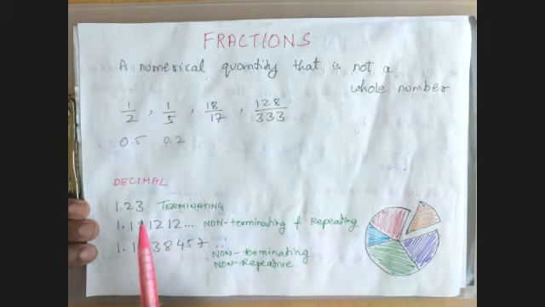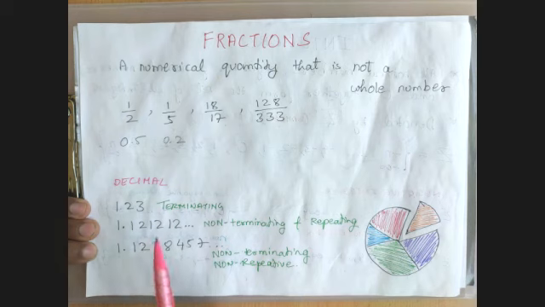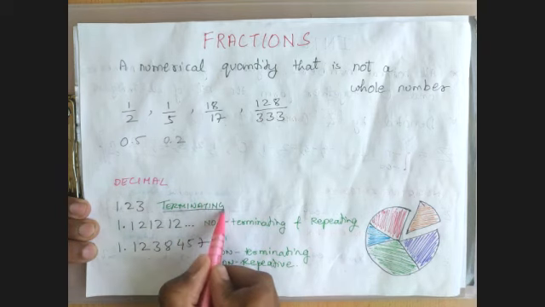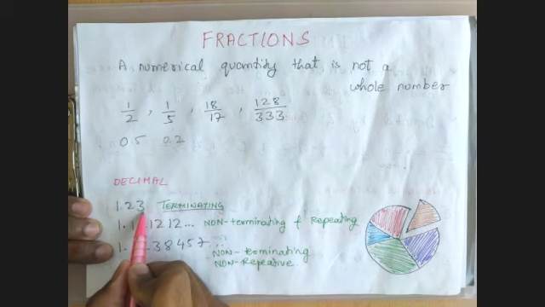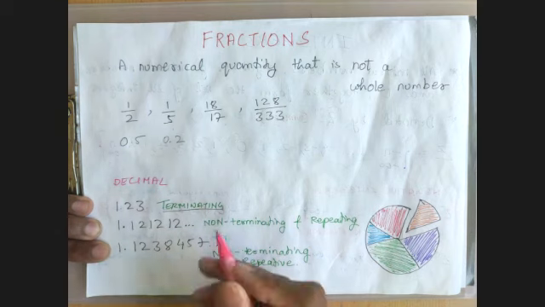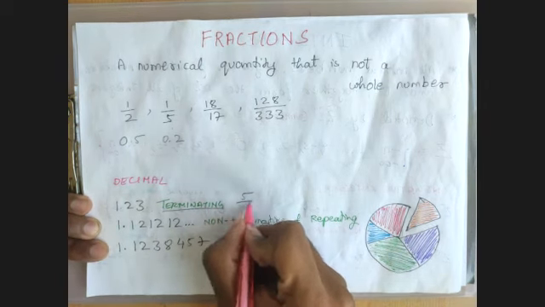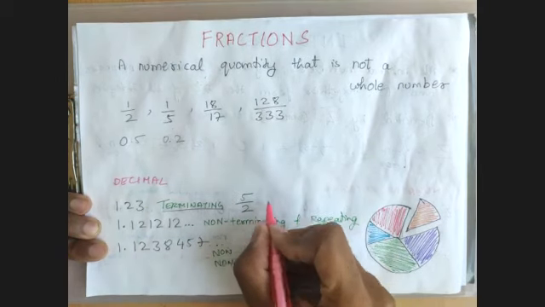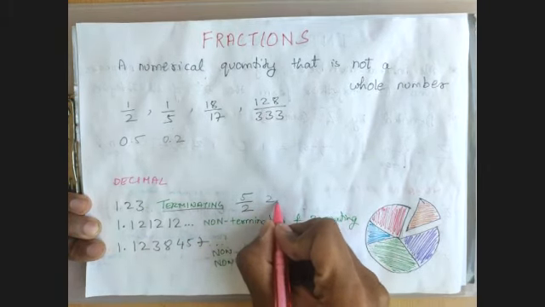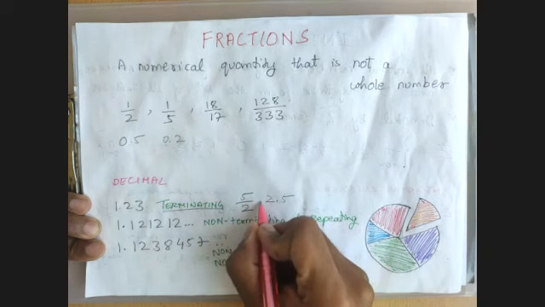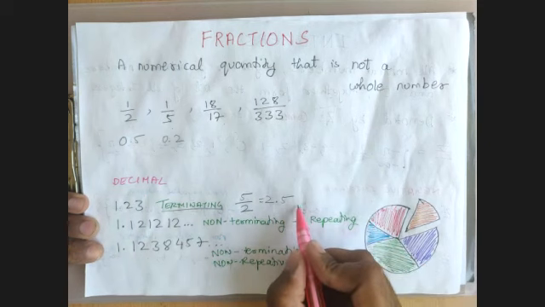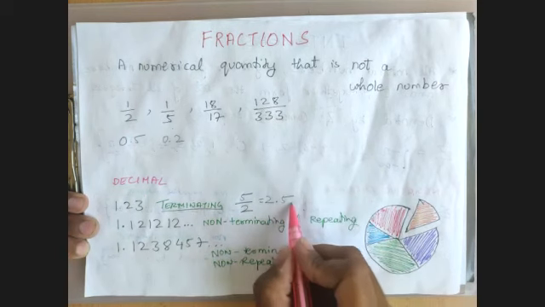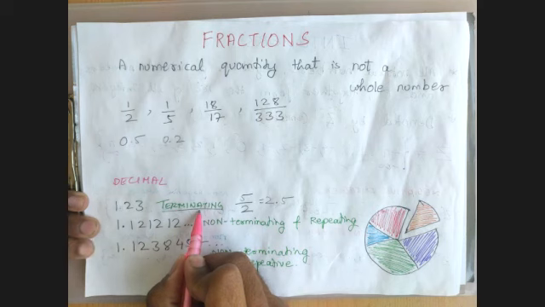So we can classify decimals into three types. One is terminating. Terminating is when we divide a number by another number, the remainder is 0 and the quotient has an end. For example, if we divide 5 by 2, we know that it is 2.5. So here it is not repetitive, it ends, so it is called terminating.